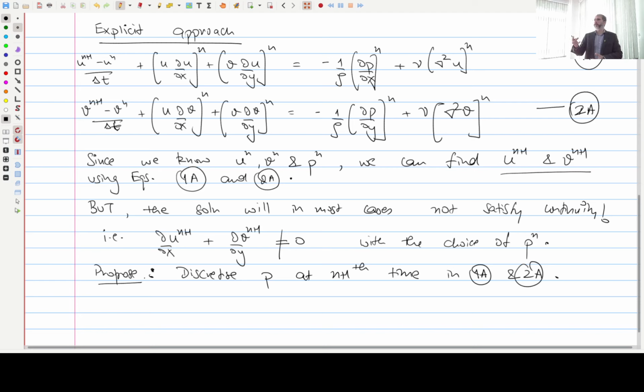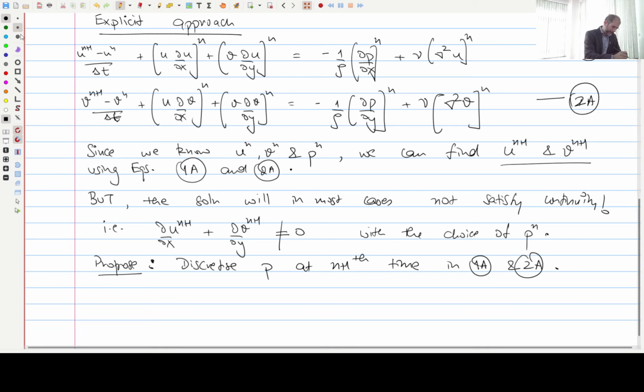So we cannot solve 1a and 2a together. We'll solve this modified version. I'll call it 1b and 2b. Okay. So let's write 1b.